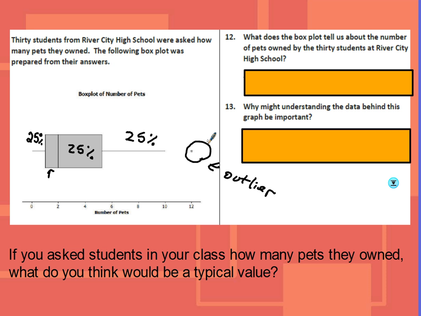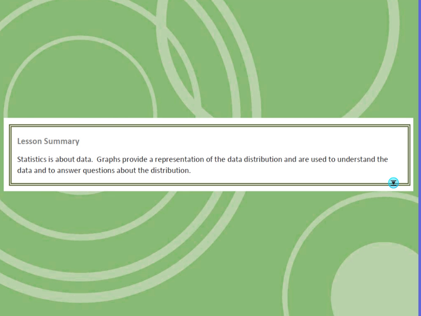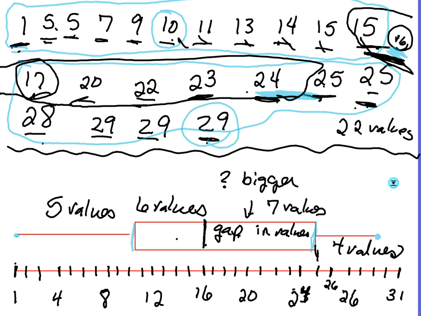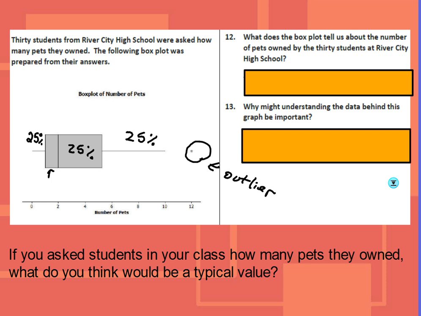Alright, so Haley Ann, we were at you and we asked, what does the box plot tell us about the number of pets owned by 30 students at River City High School? Now that we have constructed a box and whisker plot right here, we have an idea of what the values represent and why they are dispersed. What does this plot tell us? And you all can help her out.